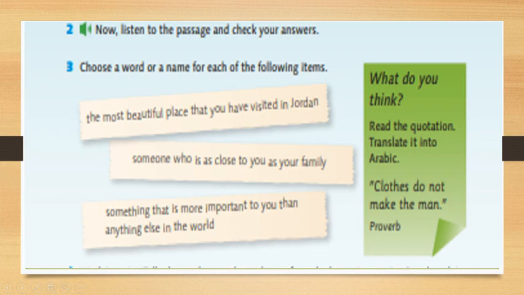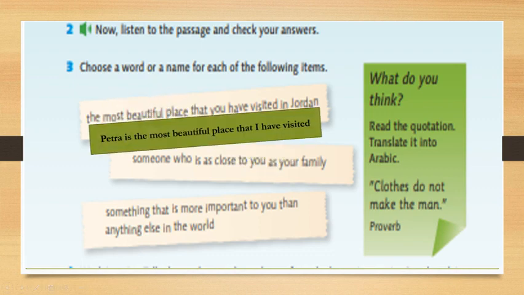The next slide, look, we have some sentences. Choose a word or a name for each of the following items. We have 3 sentences. The most beautiful place that you have visited in Jordan. So what is the most beautiful place that you have visited in Jordan? And the answer: Petra is the most beautiful place that I have visited. Or which. That or which. We can use that and we can use which.